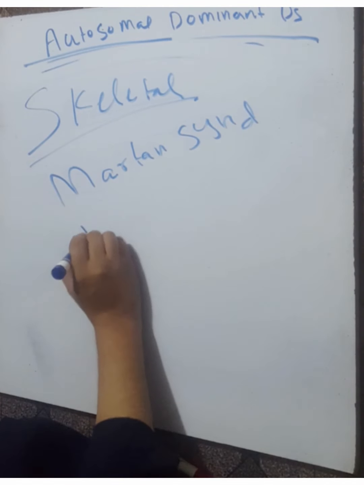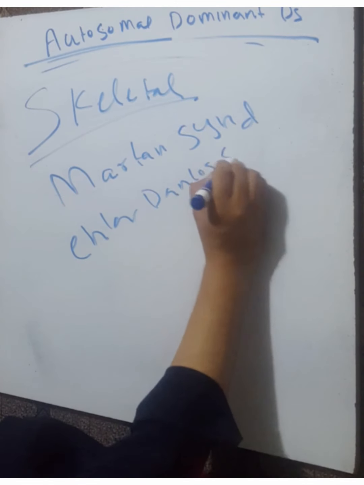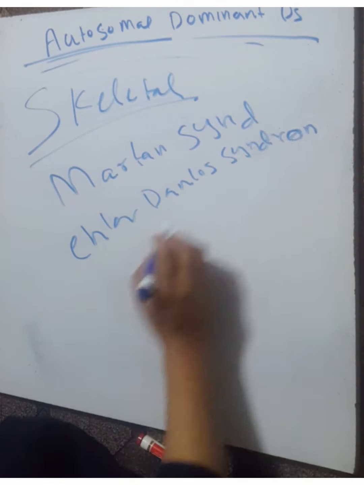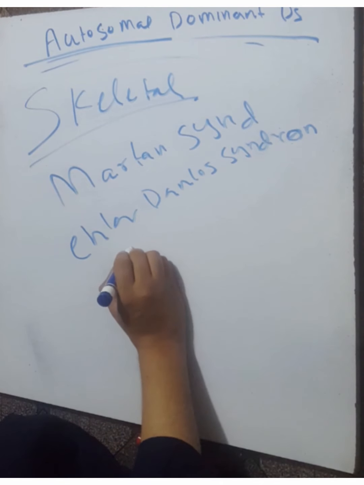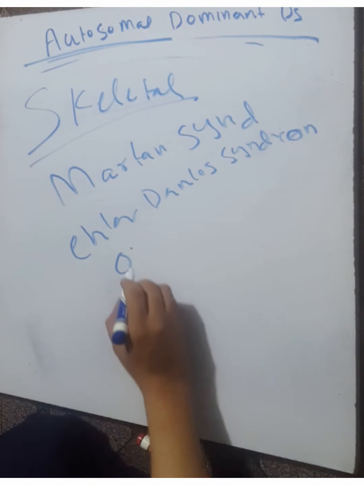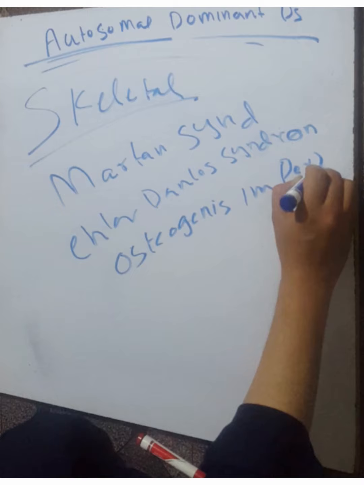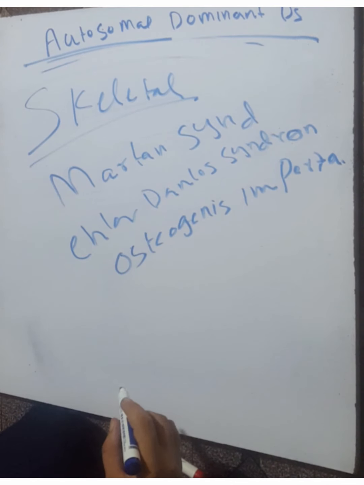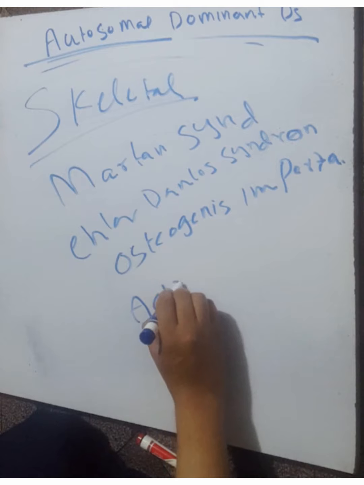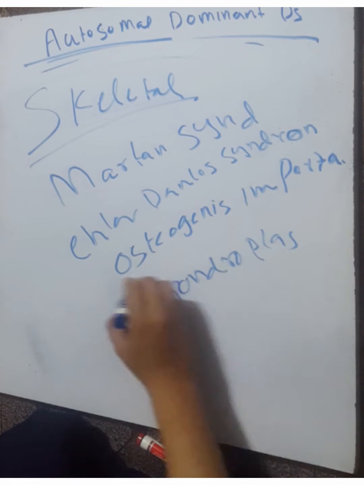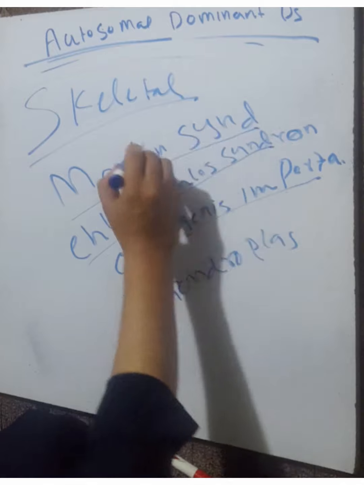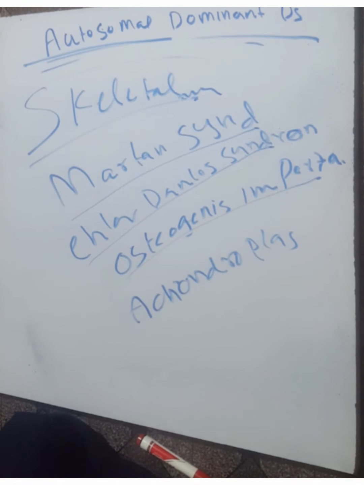Also Ehlers-Danlos syndrome, and osteogenesis imperfecta. Another is achondroplasia. Achondroplasia, osteogenesis imperfecta, Ehlers-Danlos syndrome and Marfan syndrome are the skeletal system disorders that are autosomal dominant. We will discuss a few words about these disorders in the next lecture. Now we only discuss the list of these autosomal dominant disorders.